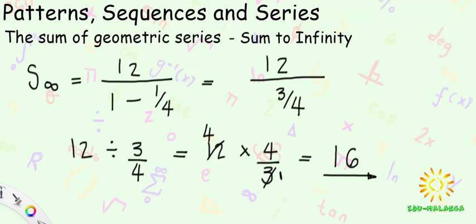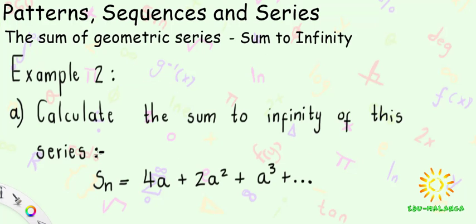Okay, let's move on and look at example 2. In example 2, we're asked to calculate the sum to infinity of this series: 4a plus 2a squared plus a to the power 3, and so on. We now have a variable a in our series, but nothing changes. The rules stay exactly the same. So let's do it again.